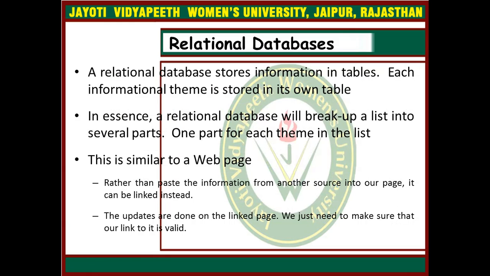Now come to the relational databases. A relational database stores information in tables, in which each informational theme is stored in its own table. So in essence, a relational database will break up a list into several parts, one part for each theme in the list. Okay, that means we are creating a relational database. So this will break up the list.